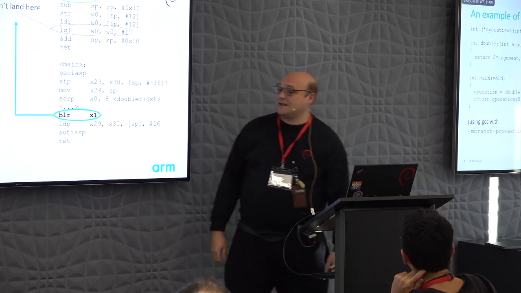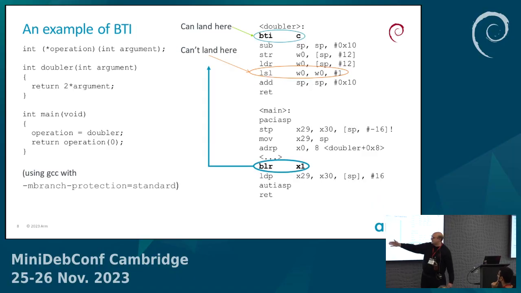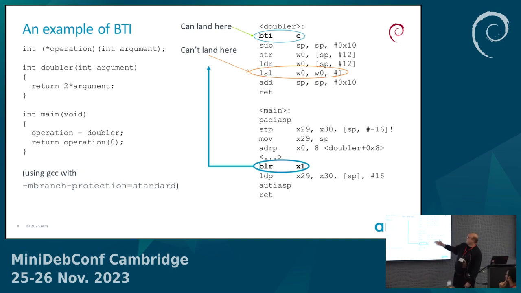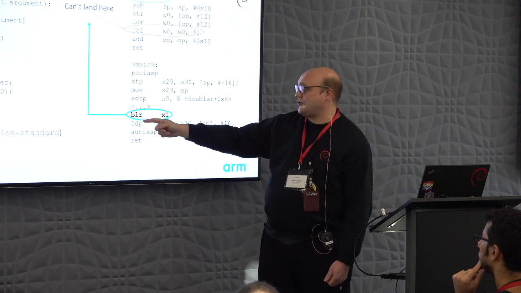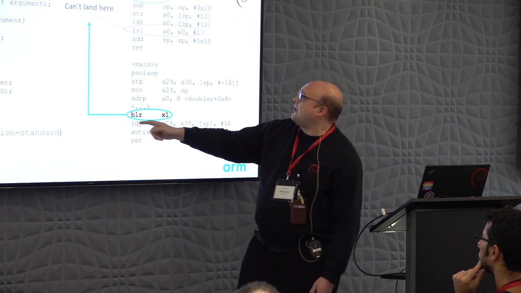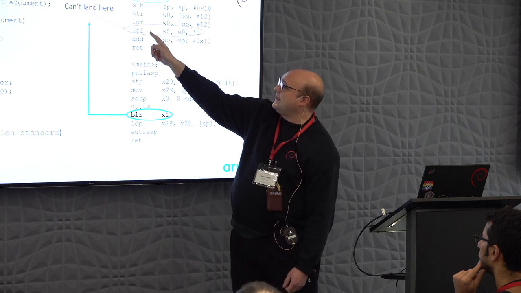Right? So here's an example of BTI. I've got my amazing C program on the left-hand side. And what I've done is compiled it with branch protection equals standard. So I've got some assembler on the right-hand side. I'm in my main function here. And my standard branch and link, in ARM speak, that's just jump to a function and expect a return. Jump to X1, I can land here, but if I was to land here, it'd go kaboom.